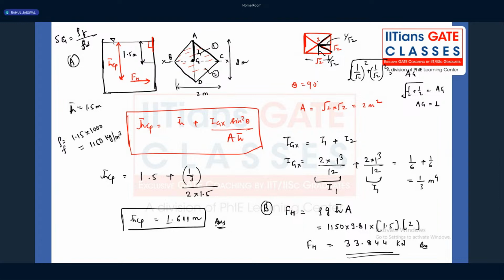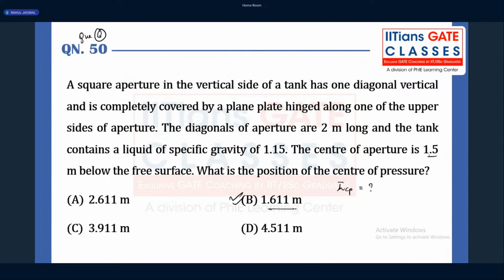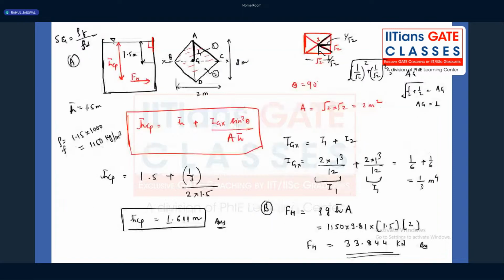So the answer for this question is what? B, 1.611 meter. What is the position of a hydrostatic pressure force, exactly where it is acting on a vertical plate, the vertical side of the tank, from here to here?